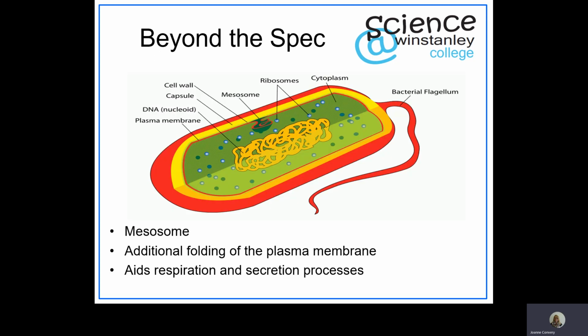The other little thing that I wanted to really include beyond the spec is a little feature that's up here on this diagram, and it's an infolding in the plasma membrane. It's called the mesosome. It's where the plasma membrane folds up many times, so it increases the surface area. Now, the mesosome has multiple functions that have been linked to it, one of which is a site of respiration. So it increases the surface area of the plasma membrane, allowing for a good site of respiration, but it's also, we believe, involved in secretion processes as well. So there's quite a few little functions linked to the mesosome.